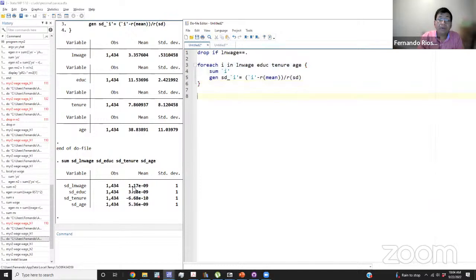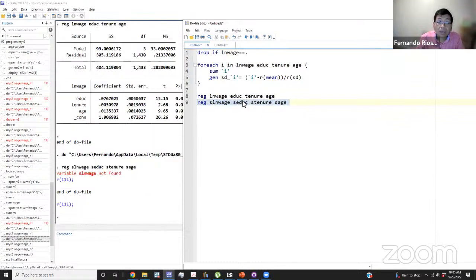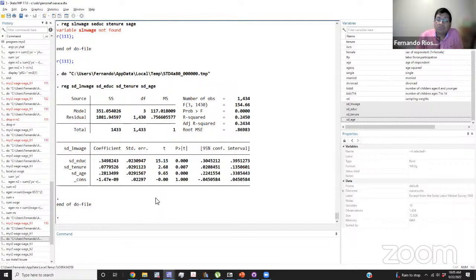So now I can rerun my regression, and instead of doing this, even though this is relatively simple to interpret, I'm going to run this other regression. That is now going to constitute my standardized regression.